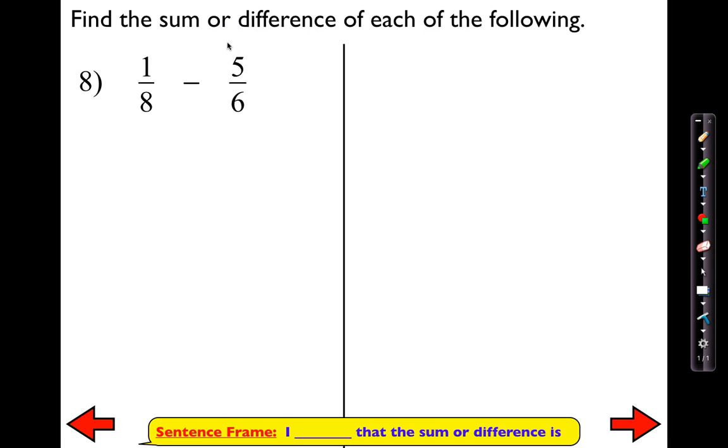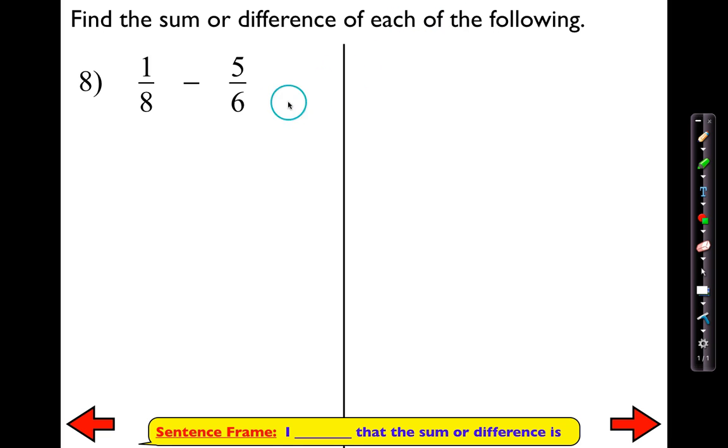Okay, so now it says find the sum or difference of each of the following. So here for number 8, we have 1/8 minus 5/6. Please refrain from just subtracting straight across. We always need to make sure whenever we're adding or subtracting that they're in the same units. So hence, we need to make sure they have the same denominator.